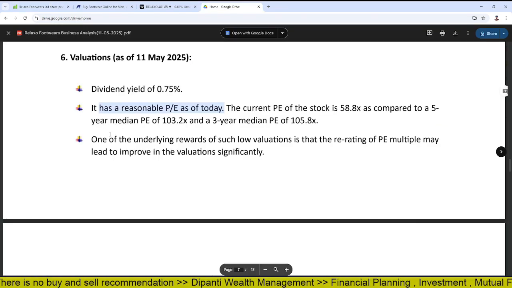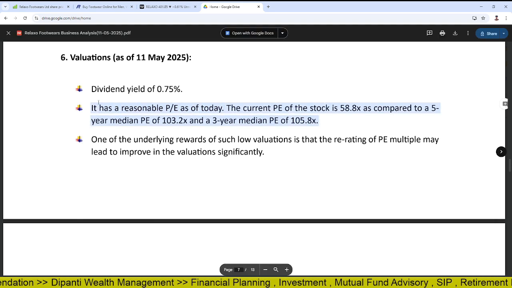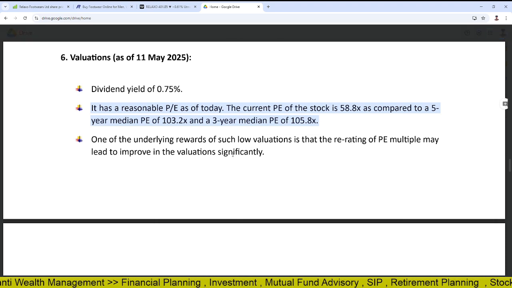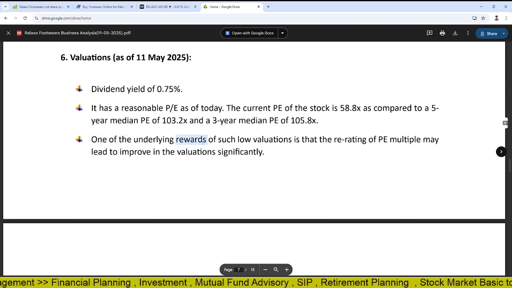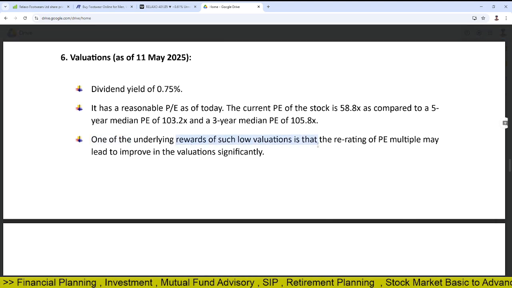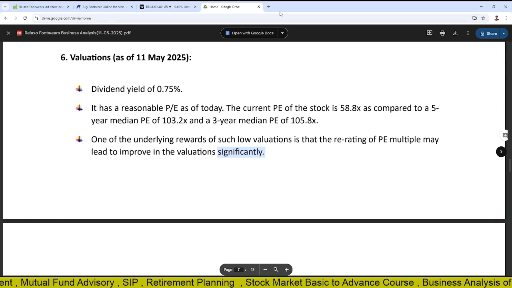So the company is undervalued and the investor can look into this particular stock for the P. If the P is re-rating, then the company will trade at a higher price in future. So one of the underlying rewards of such low valuation is that the re-rating of the P multiple may lead to improved valuation significantly. If the P multiple is increased, do you know what the P multiple is?